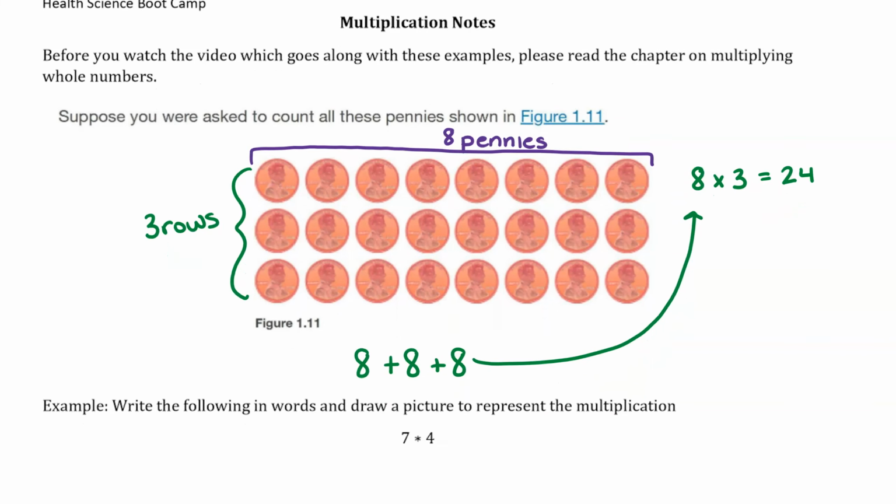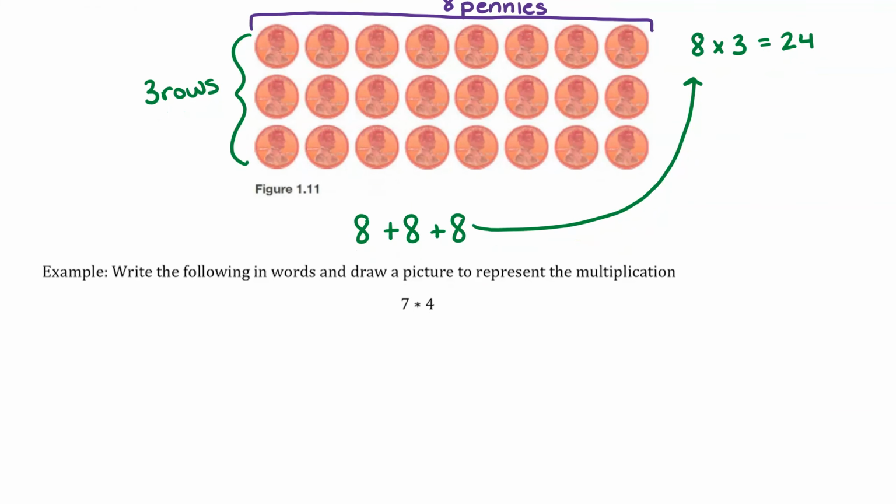Now let's try drawing out multiplication. So we want to do 7 times 4. So there will be 7 pennies or objects, I'll just represent them as dots, by 4 rows. So we'll have 7 pennies. So 1, 2, 3, 4, 5, 6, 7. And I need to do that 4 times.